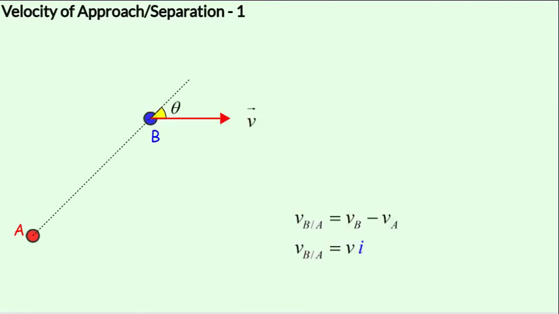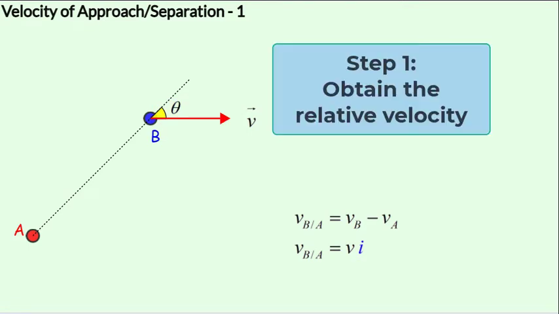And by definition, the relative velocity of B with respect to A is the velocity of B with respect to the ground minus the velocity of A with respect to the ground. If the velocity of B is v in the x direction and we assume A to be stationary, then the relative velocity of B with respect to A is vi. Finding the relative velocity is the first step in this process.